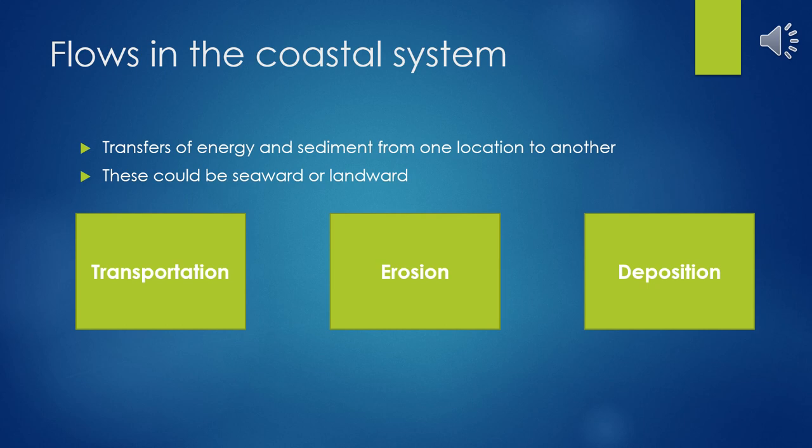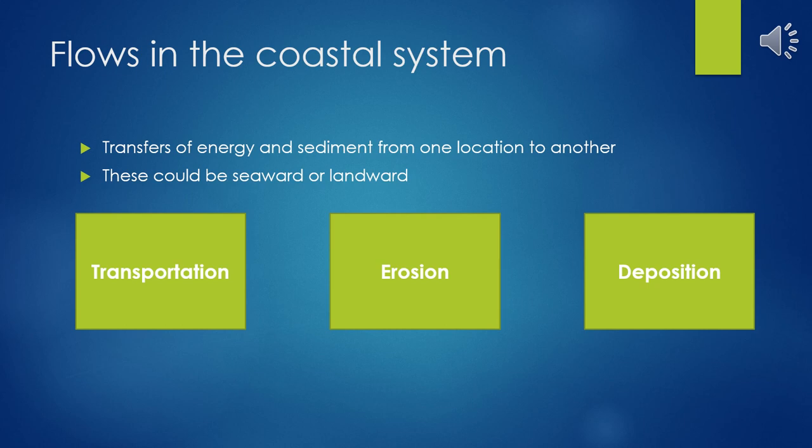Flows in the coastal system. So a flow in the coastal system is where energy or sediment moves from one store to another store. Same as in any system, whatever system you're talking about, a flow is the movement between stores. These can be seaward, which means material or energy moves from land towards the sea, or landward, where material moves from the sea towards the land.